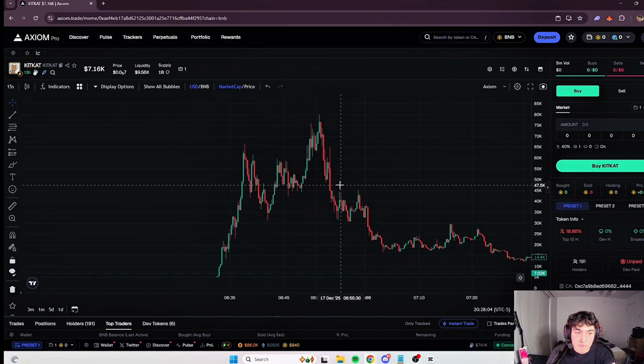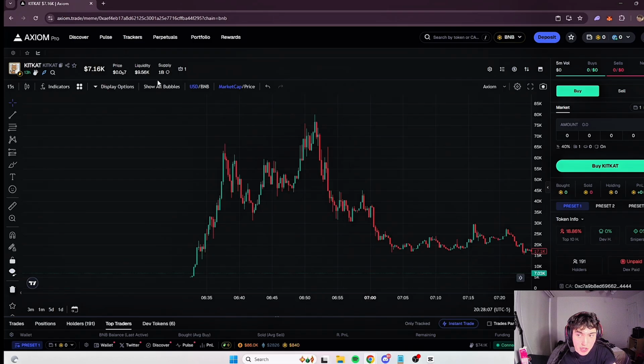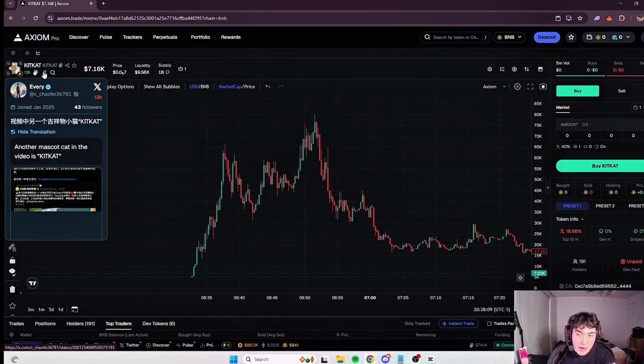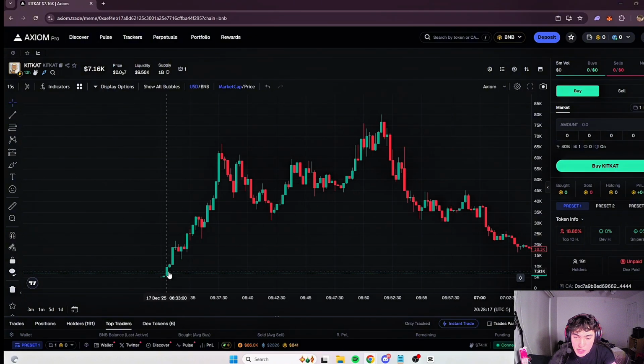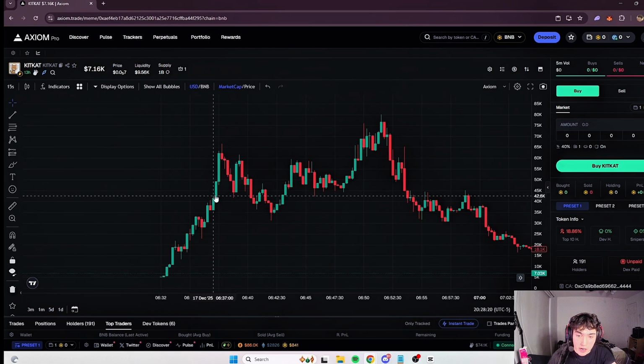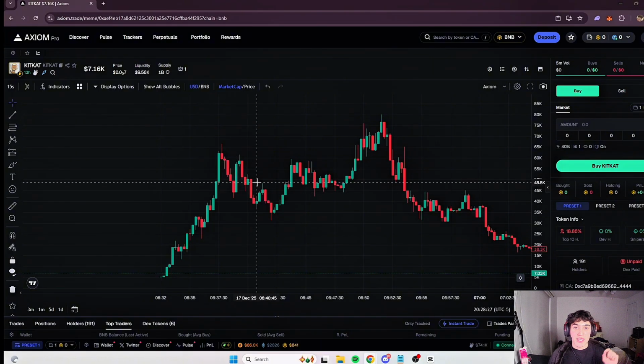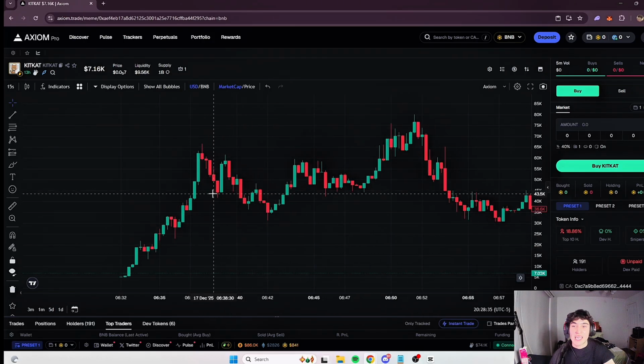You guys can see that this coin peaked at $80,000. The narrative is a tweet, okay, another mascot cat in the video, Kit Kat, so it's a tweet coin. Now basically all you're doing in scalping is waiting for the pump. When it pumps, all you're doing is waiting for a dip, and then you buy the dip. Most likely, when you buy that dip, it is going to explode right after, because it becomes a psychological level. People who are not in the coin yet are going to wait for a dip. So when that dip occurs, you buy in, and then it goes up.